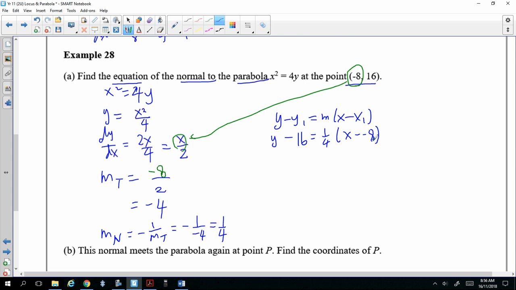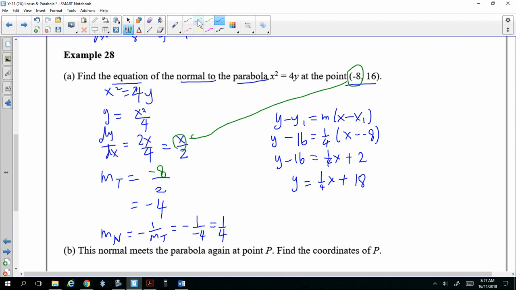Alright, so we're almost done. So yeah, we can expand it. So write y minus 16 equal to a quarter x plus 8 times a quarter is 2. And then y equals a quarter x plus 18. Right? That's it. That's the equation of normal.